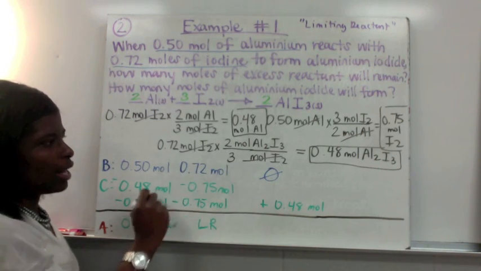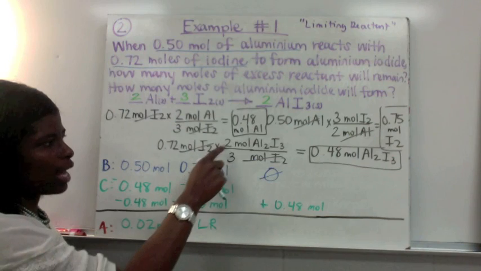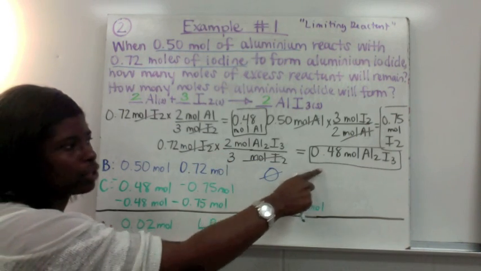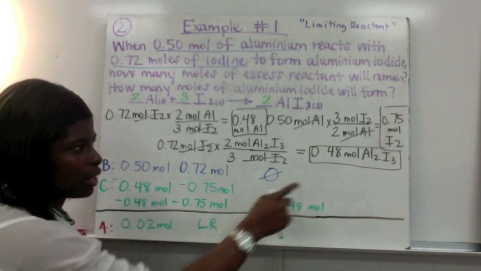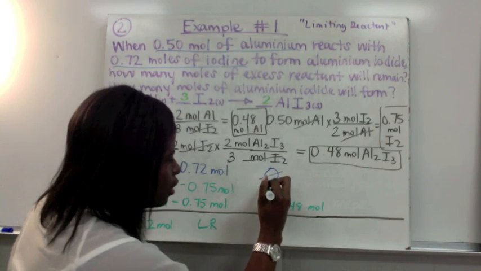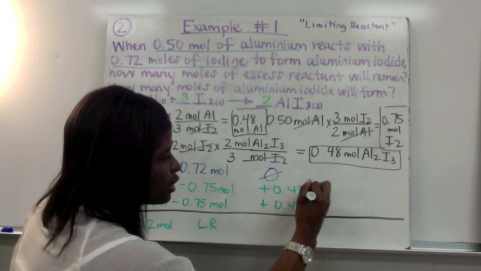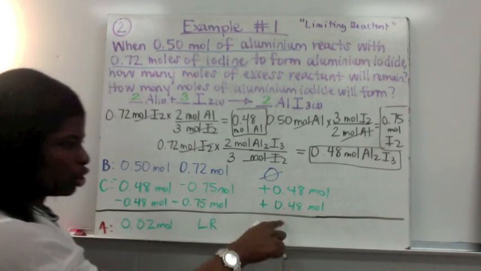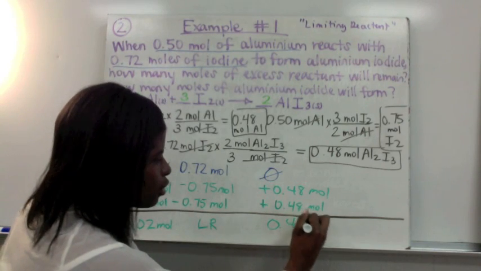So your moles of iodine cancel. 0.72 moles times 2 divided by 3 is going to give you 0.480. So that's where this number comes from here. And remember, this is positive because this is what's going to be produced. So you just drop that answer down.